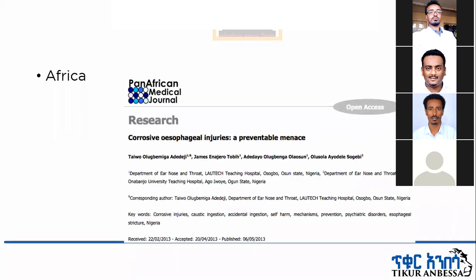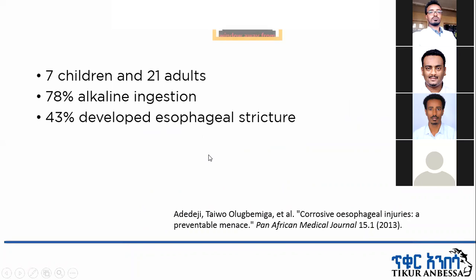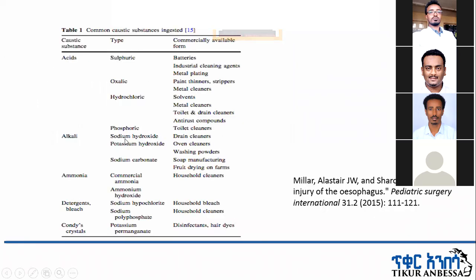This is a paper from Africa, trying to see corrosive esophageal injury. Of those patients, 78% had alkali ingestion as a cause, and of these, 43% actually developed esophageal stricture. So the outcome after ingestion of alkali is usually esophageal stricture, and they end up in GI care in the majority of patients.